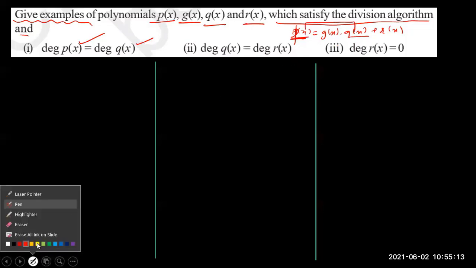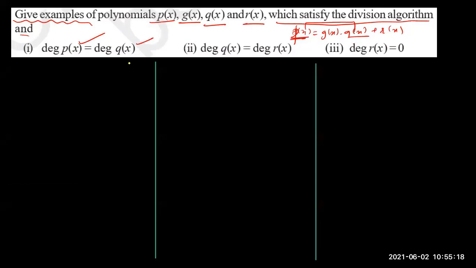Division algorithm means f of x equal to g of x into q of x plus r of x. They should satisfy this. Means if you fill in all the terms, you should get LHS equal to RHS. And also degree of p of x is equal to degree of q of x. Both the degrees should be same. So like that examples you need to give. Degree of p of x in the sense you can take this dividend, and q of x is quotient. Both the degrees should be same. So like that you need to check and write there.